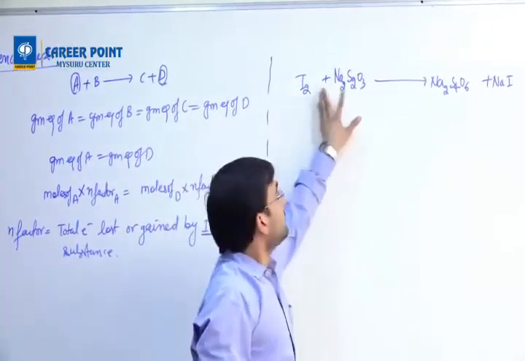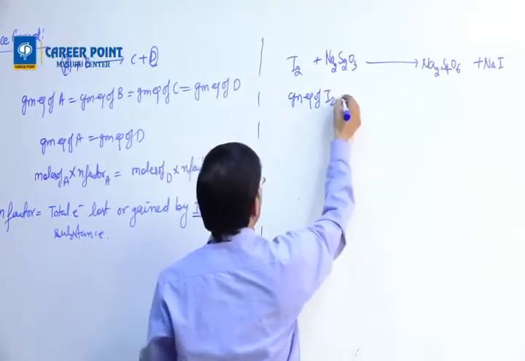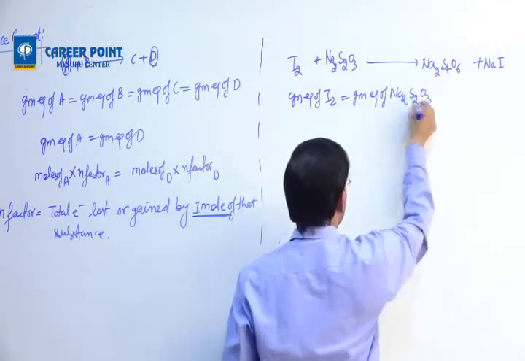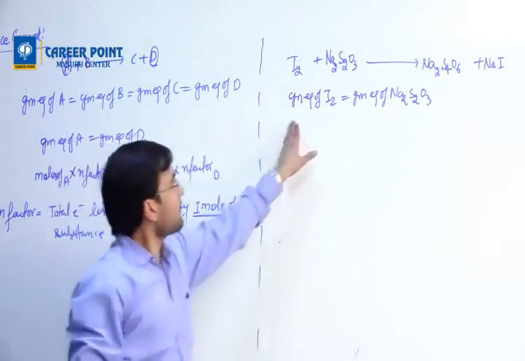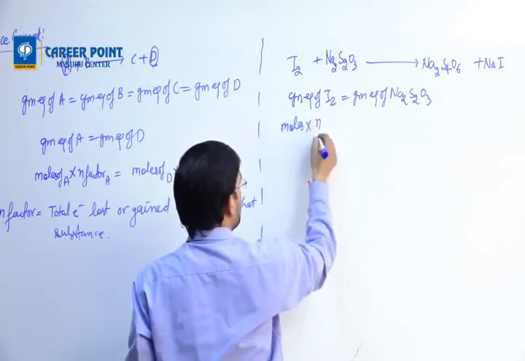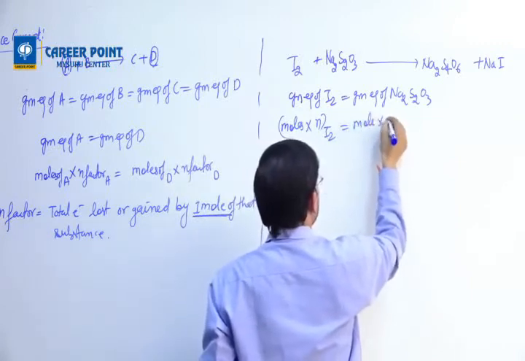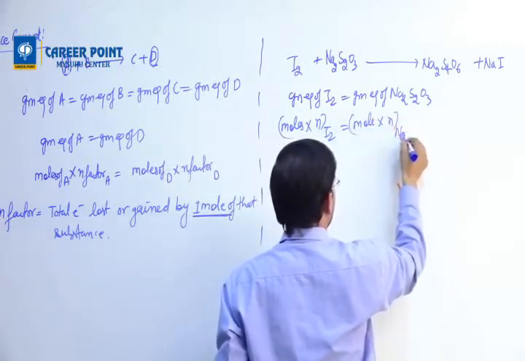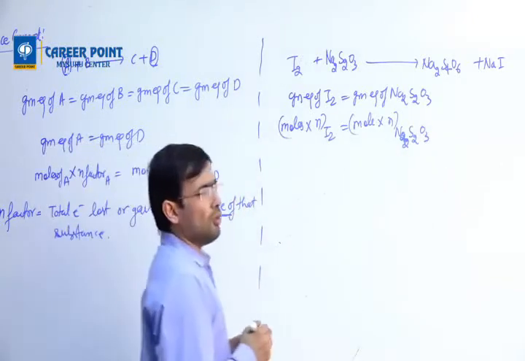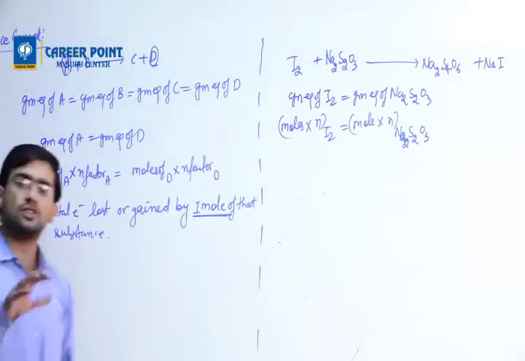They can give you this, they can ask you this. Then what should I write? I should write gram equivalent of I2 is equal to gram equivalent of Na2S2O3. That could be written as moles times N factor of I2 equals moles times N factor of Na2S2O3. Now, finding moles is very easy, so I am not going in the moles direction. I am going in the direction of N factor.